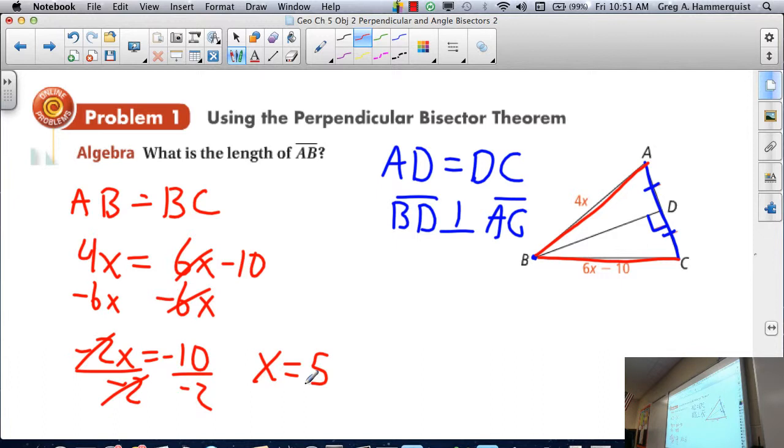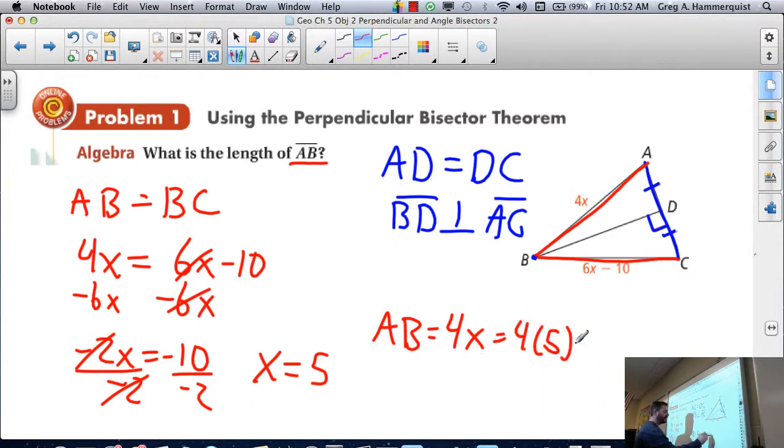But we're not done. We're not asked to find x here. What we're asked to do is find the length of AB. And we know AB, again, to have a measure of 4 times x. But now that we know x is 5, AB is 4 times 5, or 20.